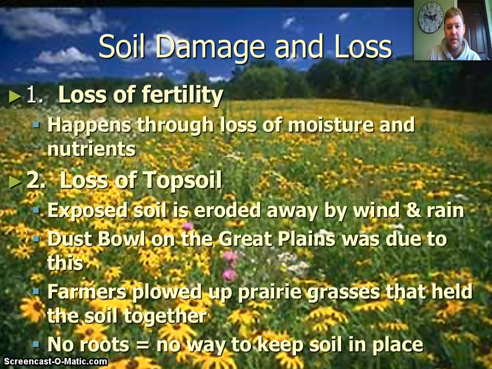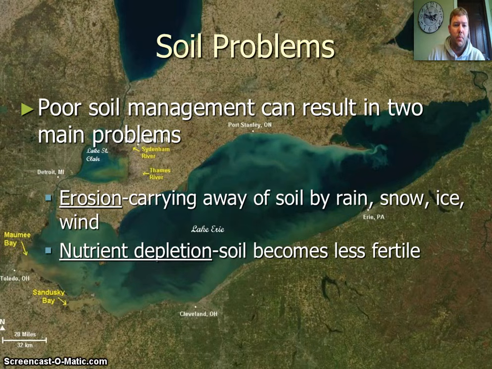And from that, we learned that we needed to protect the soil and that we needed to come up with some conservation methods, ways to keep it in place so we didn't have that happen again and lose all that topsoil. So, soil problems. Poor soil management can result in two main problems. Number one, erosion, and number two, nutrient depletion. Erosion is defined as the carrying away of soil by rain, snow, ice, or wind from one place to another. Nutrient depletion is when soil becomes less fertile.